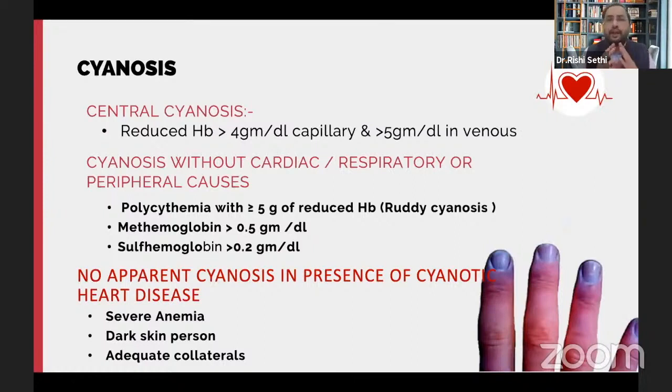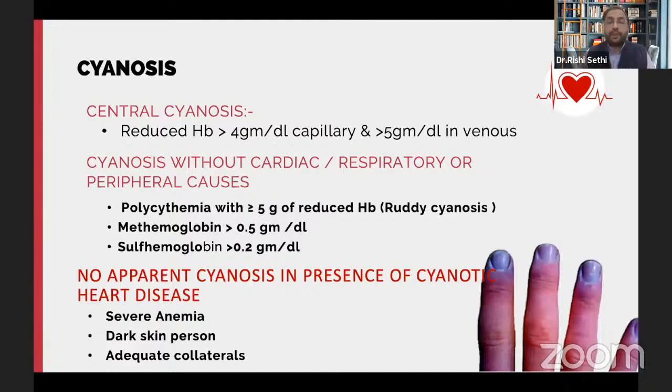Cyanosis, it's a deep subject. I am not going into every detail and every differential diagnosis of cyanosis, but I'm just trying to pick up a few clinical points that are relevant and that sometimes we tend to forget. So central cyanosis appears when the reduced hemoglobin in the venous system becomes more than 5 gram percent. The normal level is less than 2 gram percent. And then there can be cyanosis without cardiac, respiratory, or any peripheral causes: in polycythemia, where the reduced hemoglobin may be raised, the ruddy cyanosis, and in methemoglobinemia and sulfhemoglobinemia.